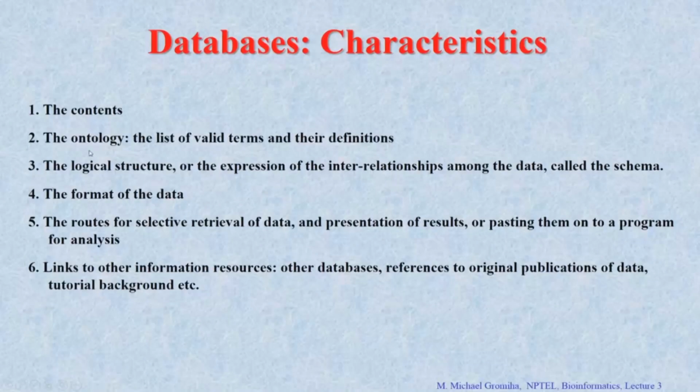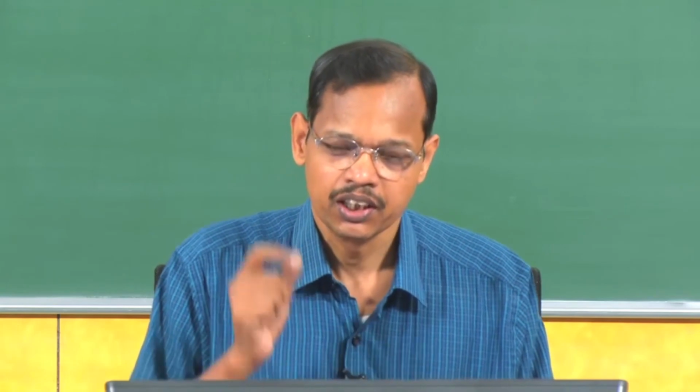This is what the users require, right. So, contents is very important. And the second one is the ontology, because in all databases they have to develop with several constraints. So, they use various keywords, various terms and conditions. Whatever biological terms they use, in this case they have to give the details.